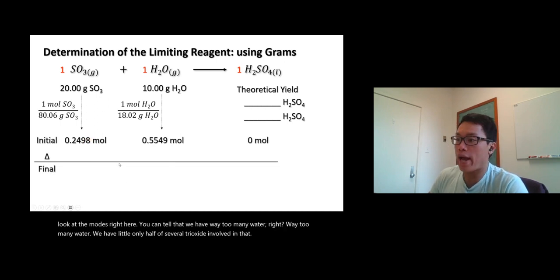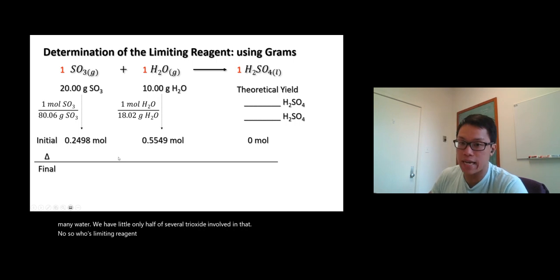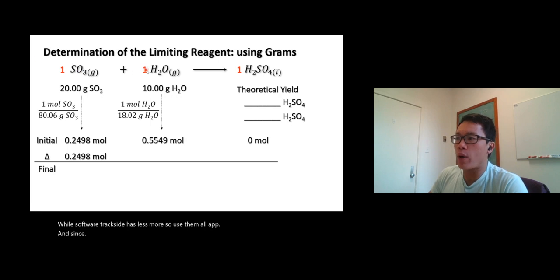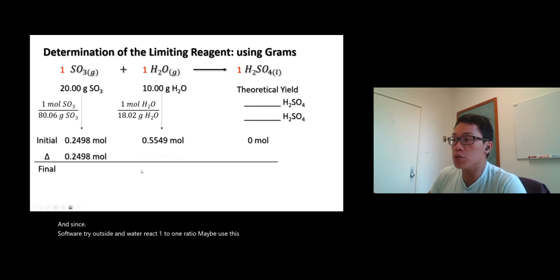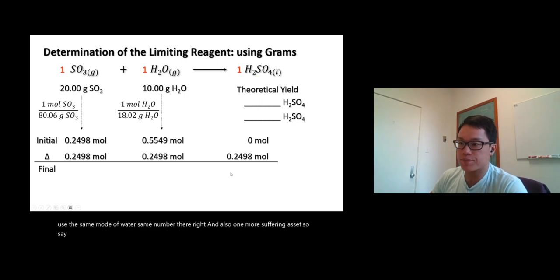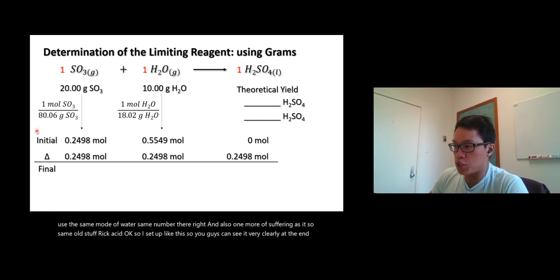Now, who's the limiting reagent, who's left over, who's in excess? Let's take a look right here. Sulfur trioxide has fewer moles, so it gets used up. Since sulfur trioxide and water react in a 1-to-1 ratio, if we use this many moles of sulfur trioxide, we'll use the same number of moles of water. Also, 1 mole of sulfuric acid forms, so the same number of moles of sulfuric acid. I set it up like this so you can see it very clearly. At the end, we're starting with the initial amounts, right?